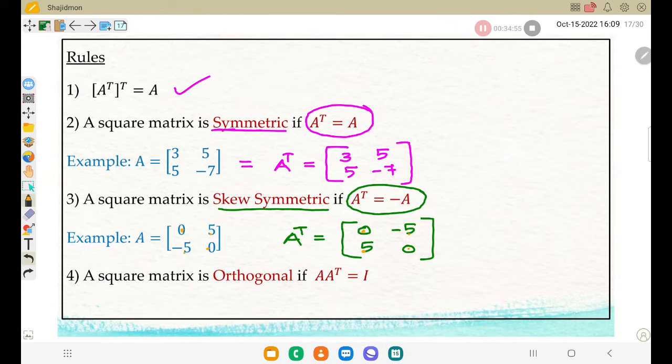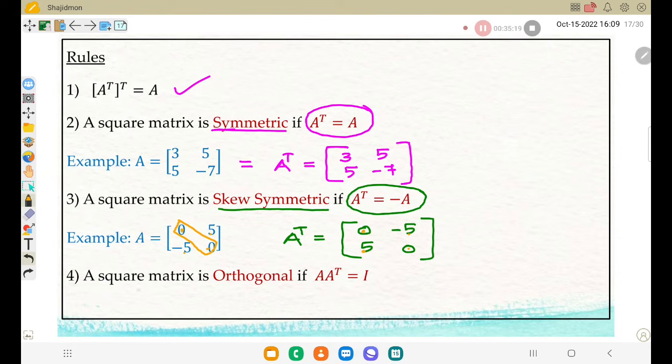Same number but opposite sign, correct? Opposite sign. So this type of matrix we are calling a skew symmetric matrix. Now when we are seeing the skew symmetric matrix, the diagonal numbers are always 0. Diagonal numbers will be 0 in a skew symmetric matrix. So keep in mind, this is the idea of a skew symmetric matrix.